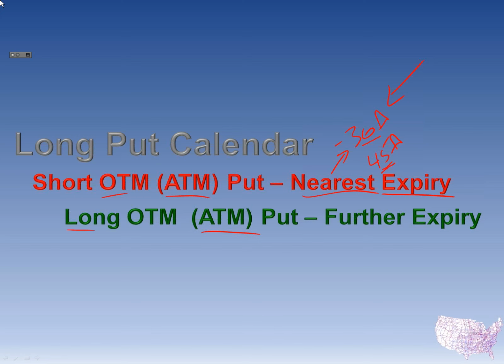Is the 36 delta equivalent to a half a standard deviation? Half of a standard deviation move. 16 delta is one full standard deviation.